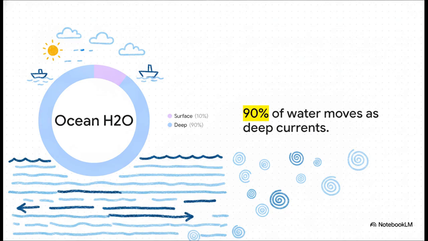And to really put the sheer scale of the ocean's engine into perspective, check this out. We spend almost all our time thinking about the surface of the ocean. But surface currents, which happen in the upper 400 meters or so, make up only 10% of the moving water. The other massive 90%, that's moving as deep water currents, entirely hidden away in the dark, miles below us.